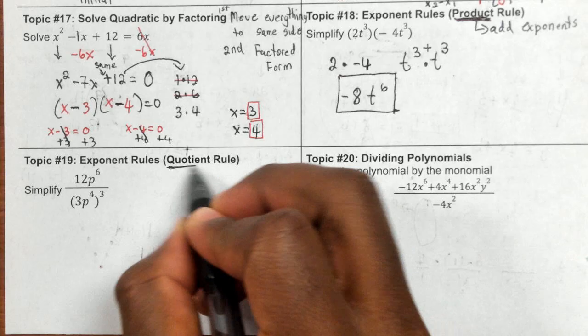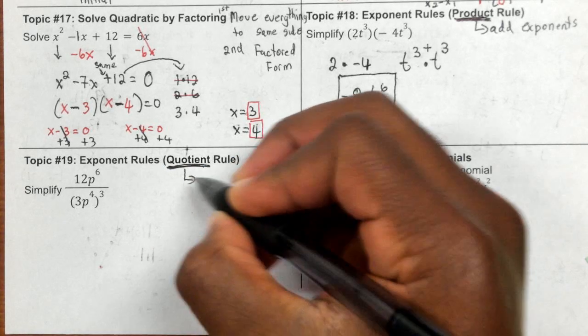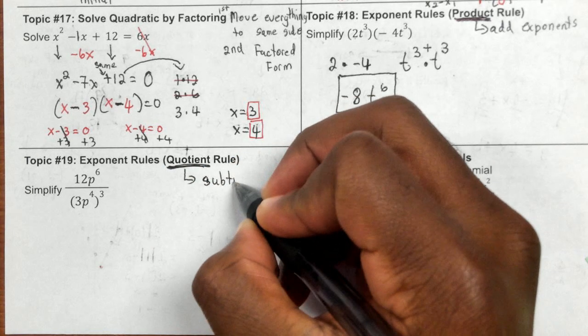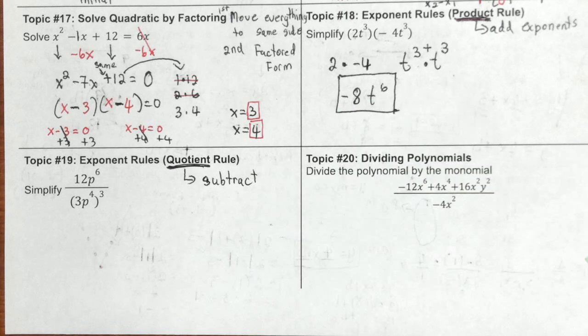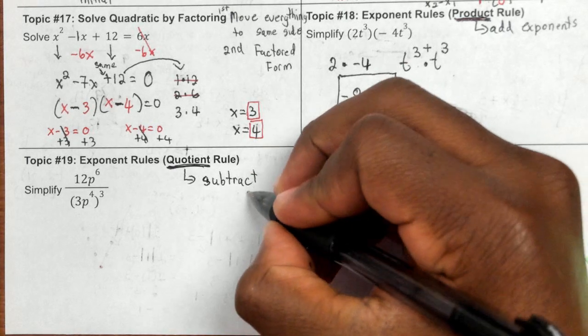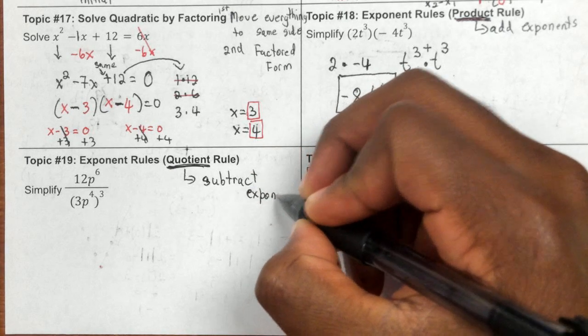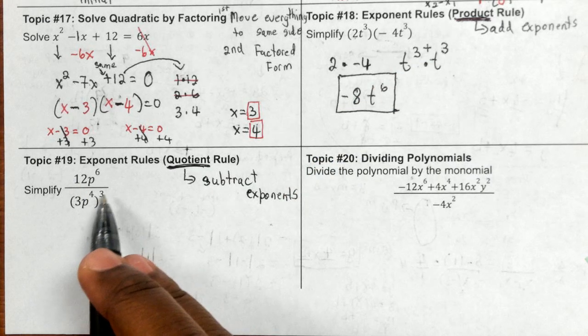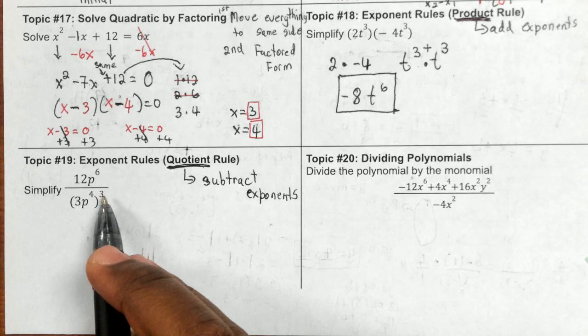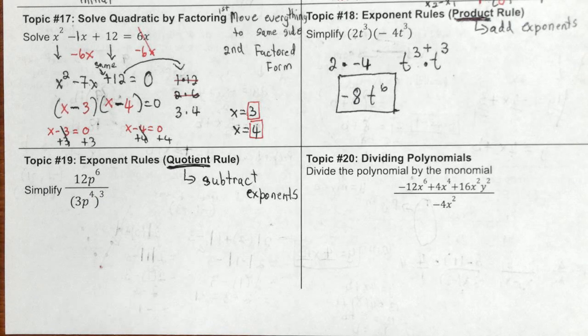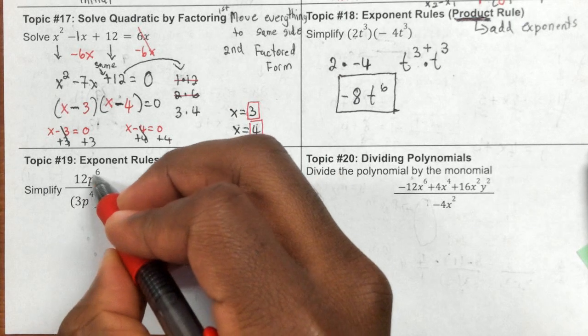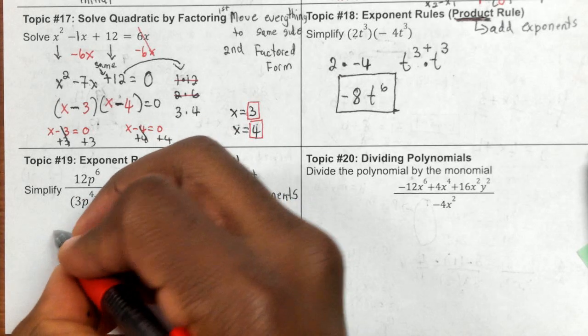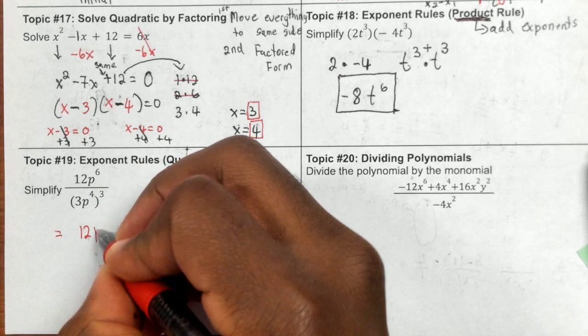So quotient is going to be when we subtract. All right. So product means we add exponents. Quotient means we subtract exponents. Okay. But the first thing we need to do, guys, is that we're going to apply something called power rule first. Okay. So because we have no parentheses up here, this is going to stay the same.